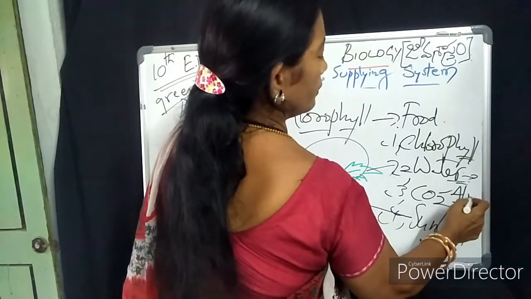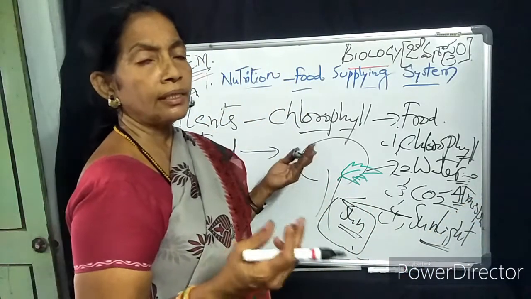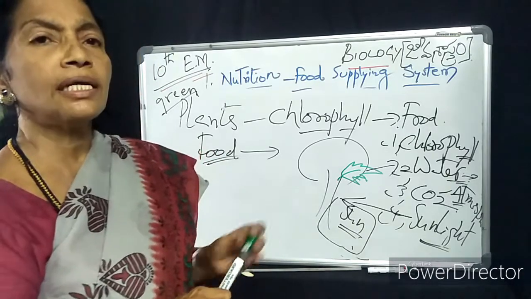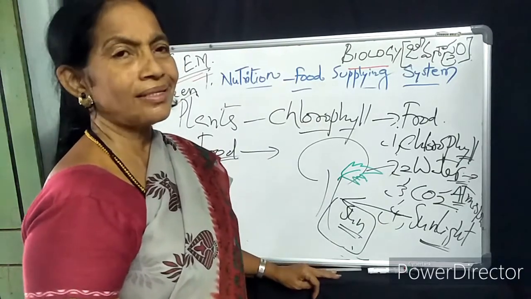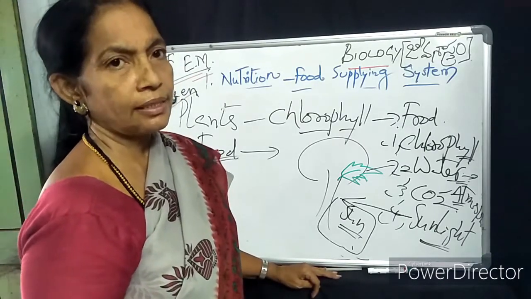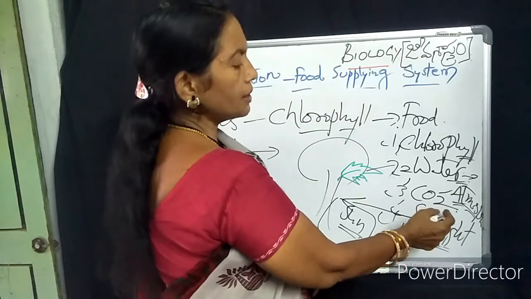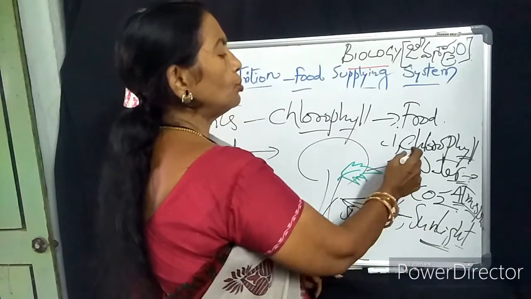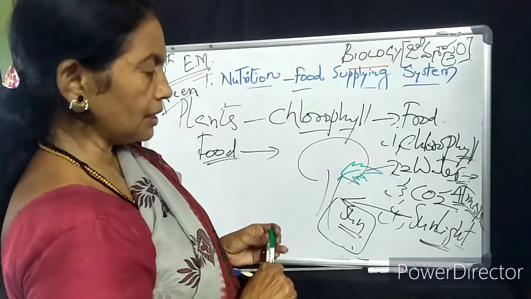This carbon dioxide, in 6th class or 7th class, we have learned already about air. In that lesson, the first question is what is air? Air is a mixture of gases and dust particles: oxygen, carbon dioxide, hydrogen, dust particles, and some water content and humidity in the atmosphere. So carbon dioxide and sunlight are in the atmosphere, but chlorophyll and water are present in the green plant itself.